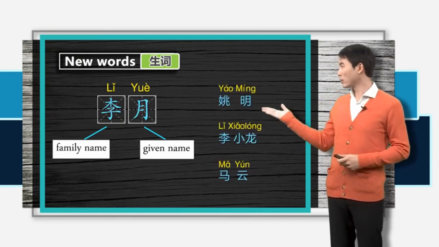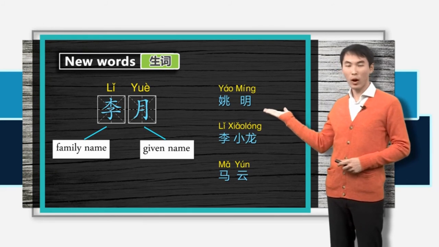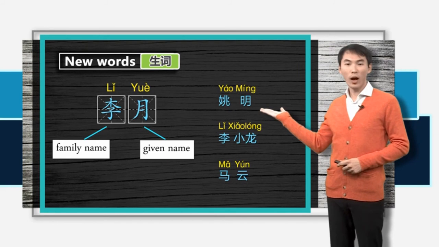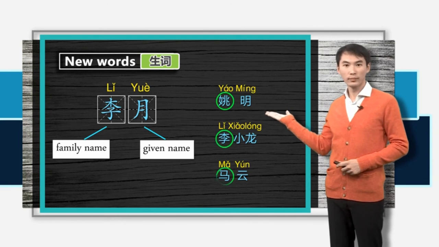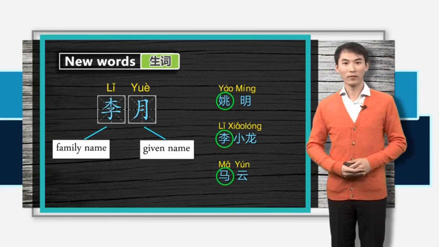Now, please circle the family name of the following Chinese names. 姚明, 李小龙, 马云. Very good.